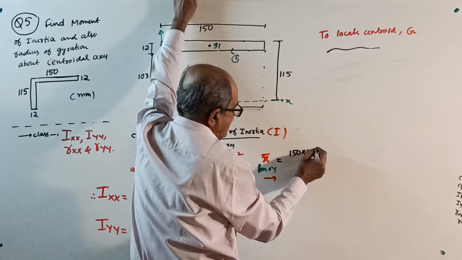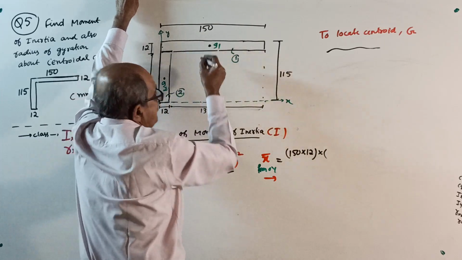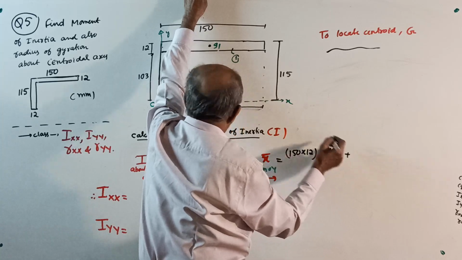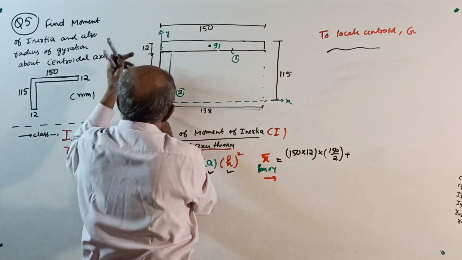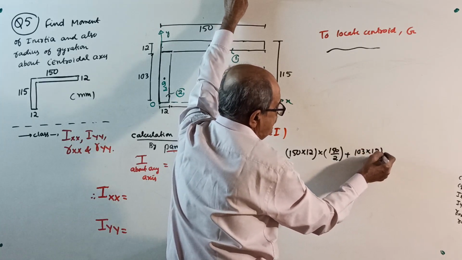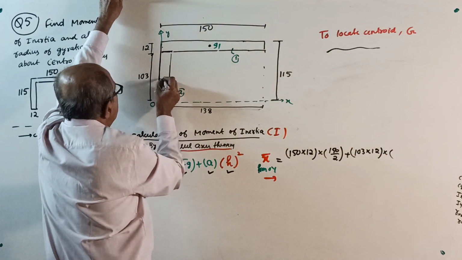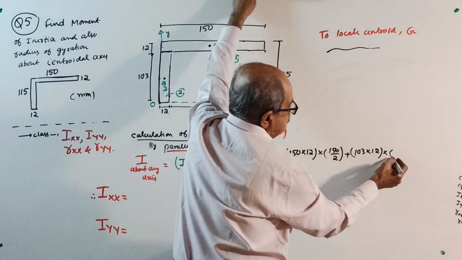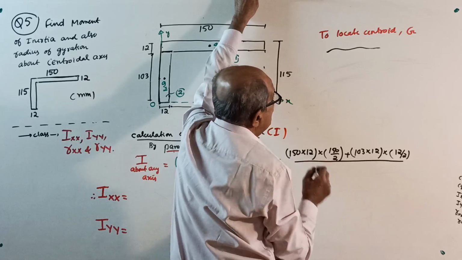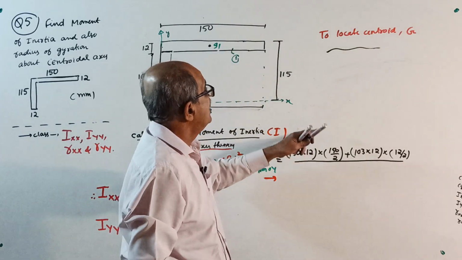150 into 12 is A1, into its centroid from here, which is 150 by 2, plus the second area, 103 by 12, into the distance from here to the centroid G2, which is 12 by 2. You can do one thing, make a small note.